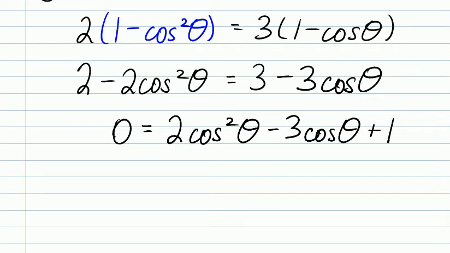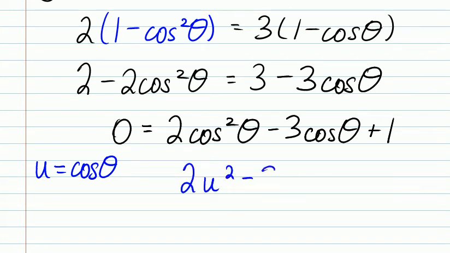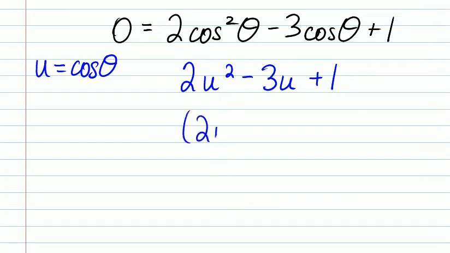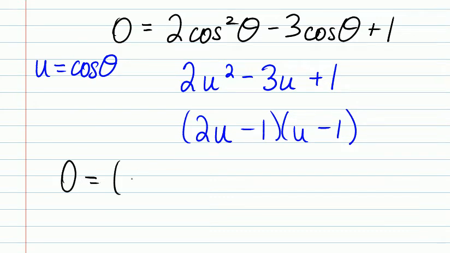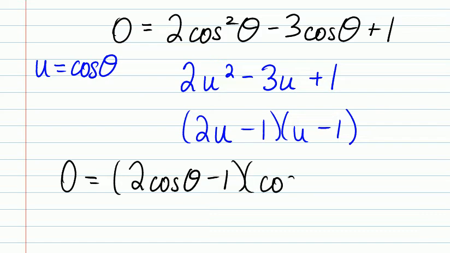And again, I want to think of the cosine squared as a u. I think it makes the math problem look easier. Not be easier, just look easier. So this becomes 2u squared minus 3u plus 1, which will factor into 2u minus 1 times u minus 1. And then I'm going to substitute my cosine back in. So 0 equals 2 cosine theta minus 1 times the cosine theta minus 1.